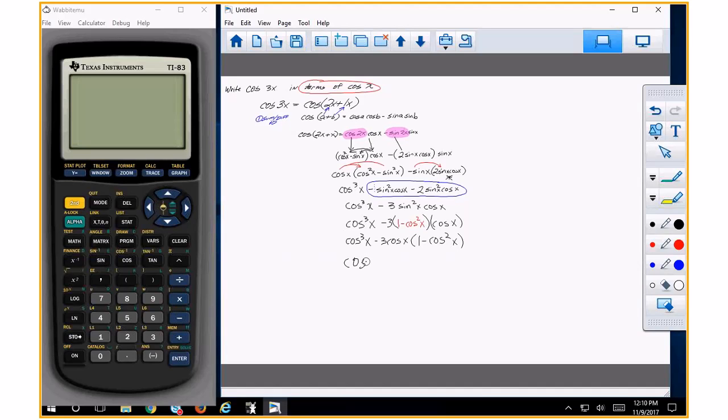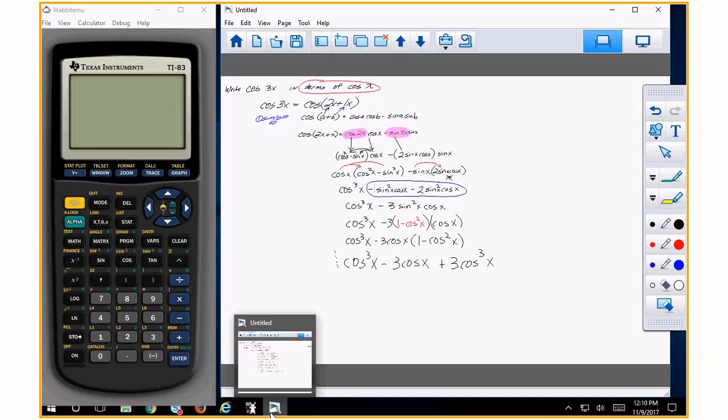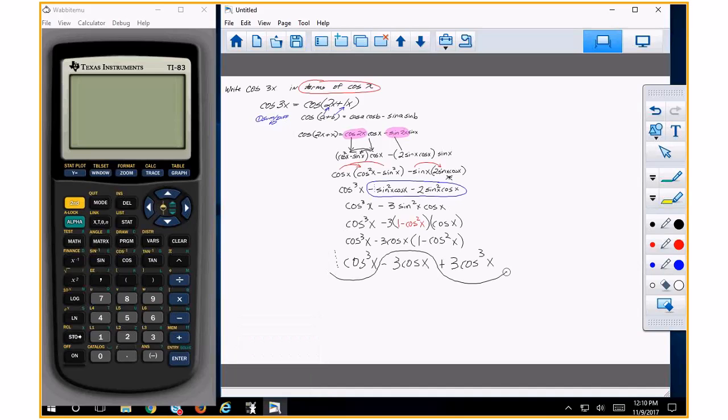Cosine cubed of x minus 3 cosine of x plus what? Cosine cubed of x. Now what? You have two similar terms. Combine like terms. 1 plus 3 is what? 4 cosine cubed of x minus 3 cosine of x.